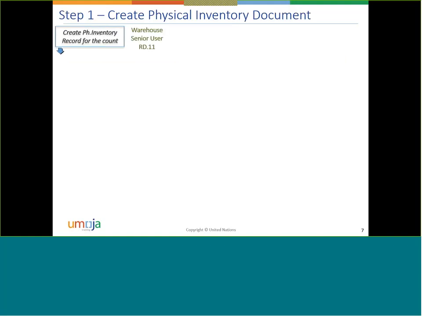All right, so I'm going to keep going on into the gist of things here, and we're already at our steps, right? The steps we have to follow, and also some of the actions. Now, I'm not going to go into the actions step by step. For that, you have a very nice user guide called Umoja Warehouse Management, where you see step by step how to perform every action in Umoja for the physical inventory document. So let me go through this step first, which is the one performed by the warehouse senior user, RD11, where we create the inventory record for the count.